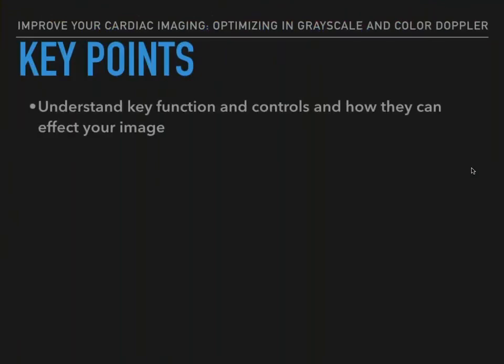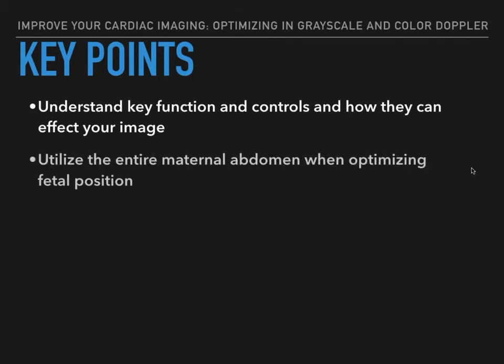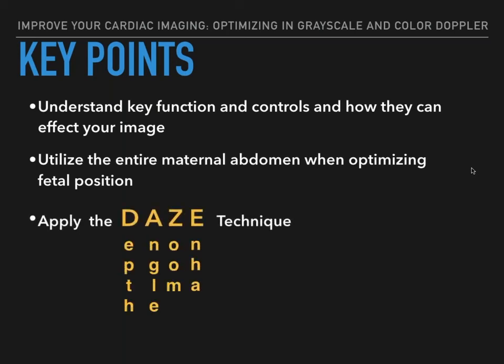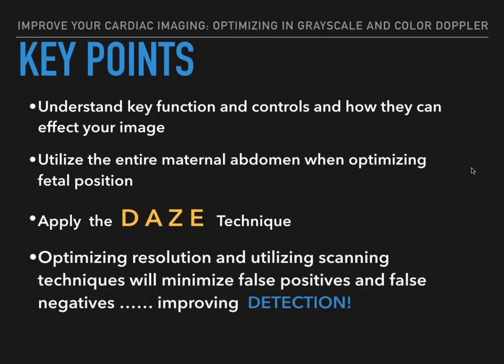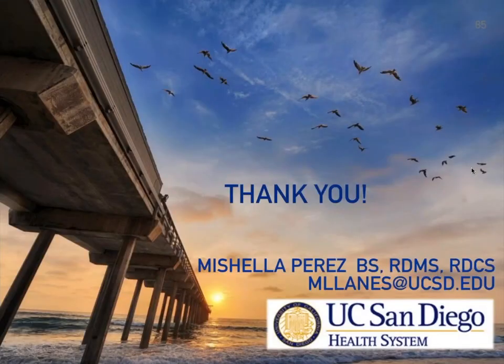So, key points: you want to understand your key functions and controls and how they can affect your image. Utilize the entire maternal abdomen when optimizing fetal position. Apply the DACE technique: depth, angle, zoom, enhance. And optimizing resolution and utilizing scanning techniques will minimize false positives and false negatives, therefore improving detection. Thank you very much. Are there any questions?